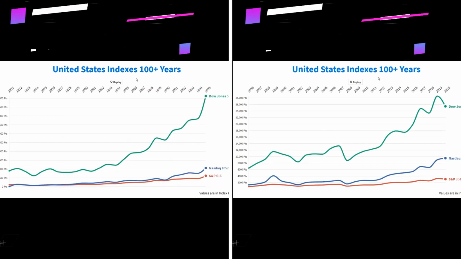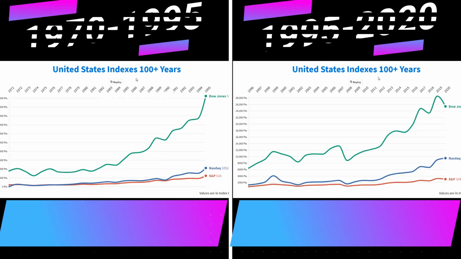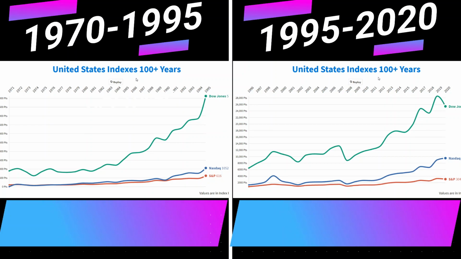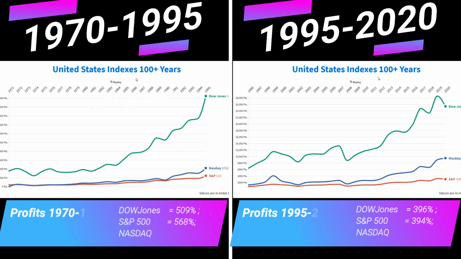Between 1970 to 1995 Dow Jones profit is 509%, S&P profit is 568% and Nasdaq profit is 686%. Between 1995 to 2020 Dow Jones profit is 396%, S&P profit is 394% and Nasdaq profit is 801%.